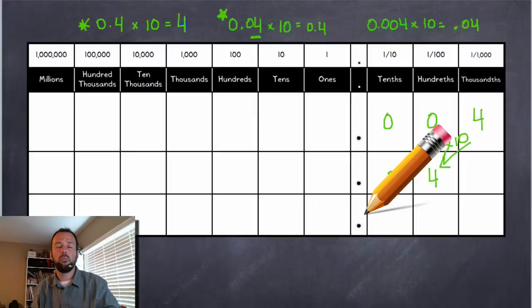Multiplying by 10, I'm going to move to the left. I'm going to increase it to the next place value to the left. Easy enough, right? Awesome job hanging in there with me. Let's try dividing and let's see what that looks like and whether or not that's different.